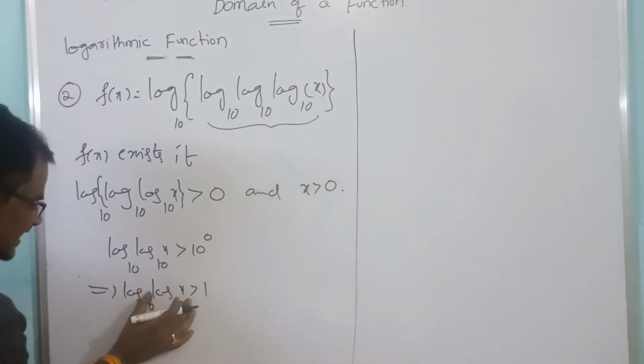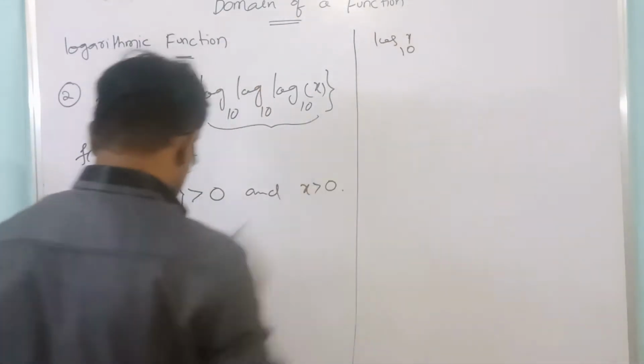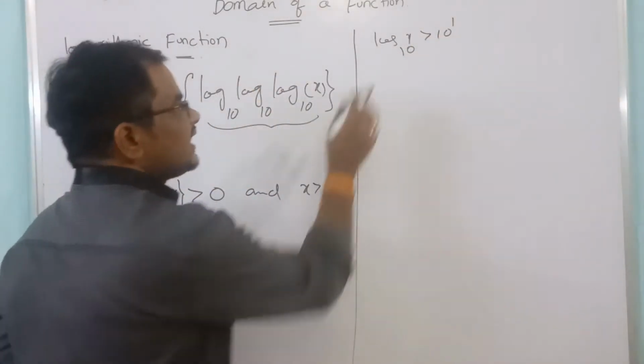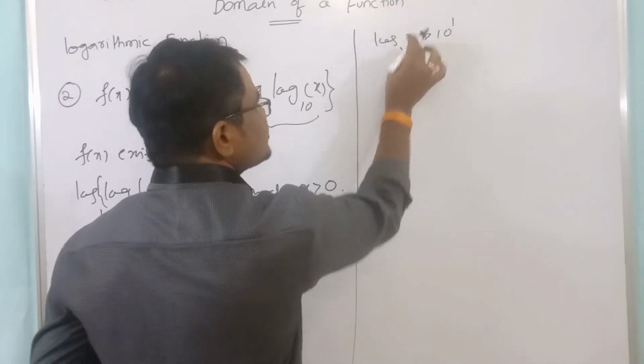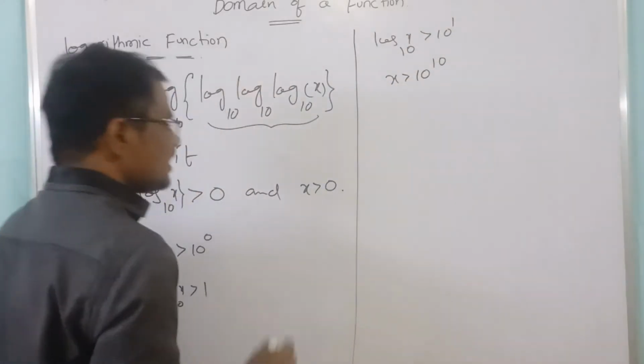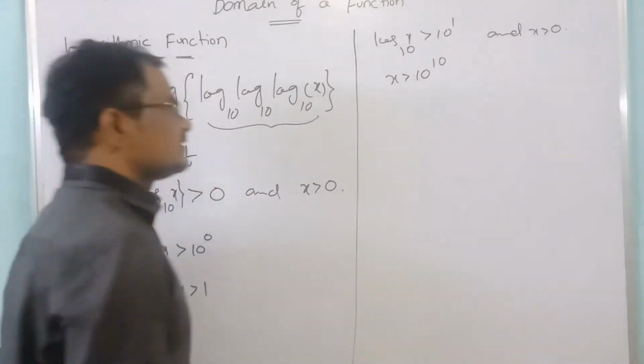Now again you treat this as x, means it can be written as log x to the base 10 greater than 10 to the power of 1. Again you treat this as log x to the base 10, means x can be written as 10 to the power of 10. And x greater than 0 is there, right?